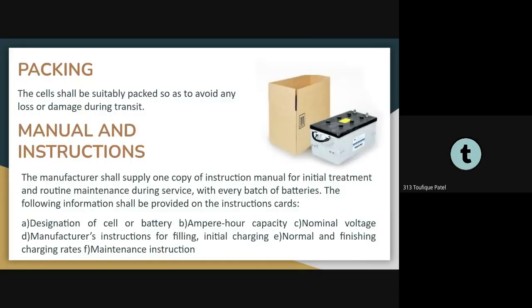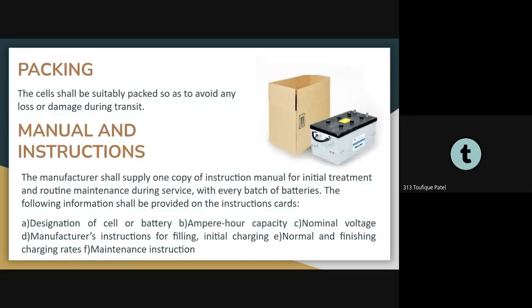Packing. The cells shall be suitably packed so as to avoid any loss or damage during transit. Manual and instructions. The manufacturer shall supply one copy of instruction manual for initial treatment and routine maintenance during service with every batch of batteries.